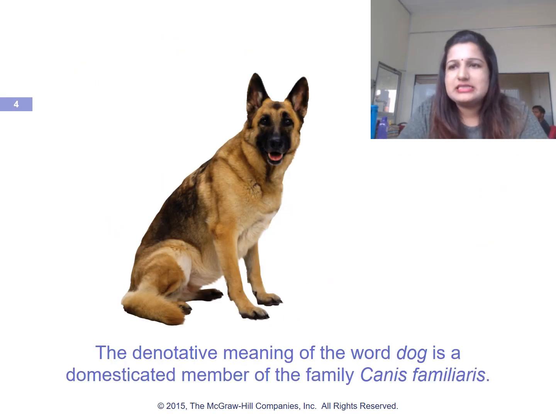Okay, let's take a look at this example. This is a picture of a dog. The denotative meaning is quite clear. We all know that it's an animal. It's a canine. It's domesticated. And we have many other terms associated with that. But this denotative meaning is just literally a dog.